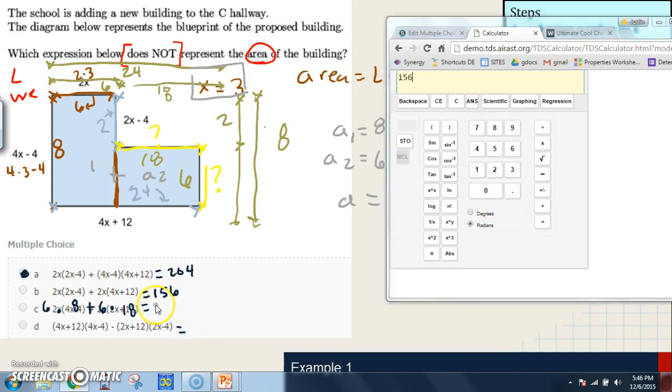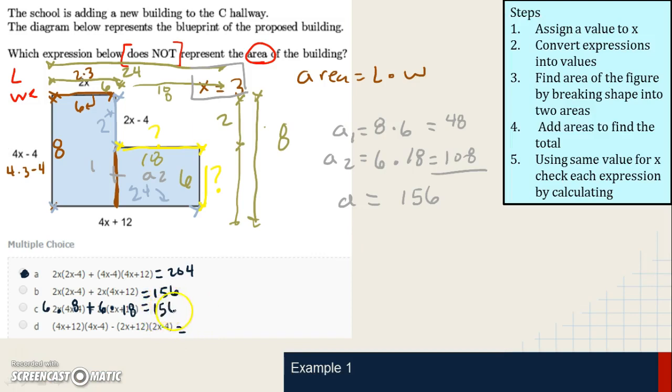And we get 156. So let's try that same exact method for this bottom one. So 4x plus 12. Okay, we did 4x plus 12. We got 24. So we can just say 24 times 4x minus 4. That was 4x minus 4. We got 8. Minus 2x plus 12.